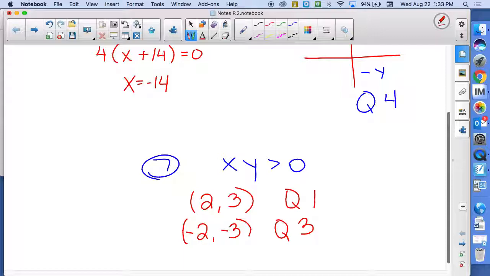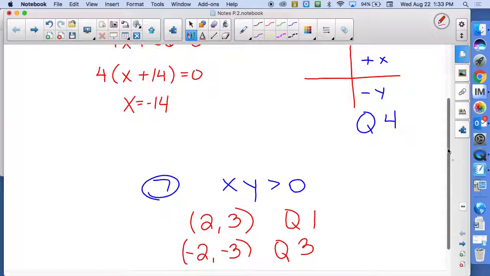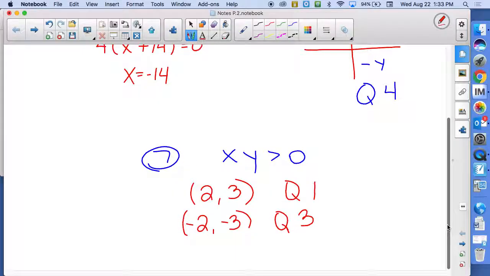Number 6 says y is less than negative 5. Well, y is negative down in quadrants 3 and 4, so that also has 2 locations. But number 7, I think, was the one that tripped up a lot of people, getting that second option. So 2 positives remain positive, but multiplying 2 negatives still gives us a positive value. Any other questions on the homework?